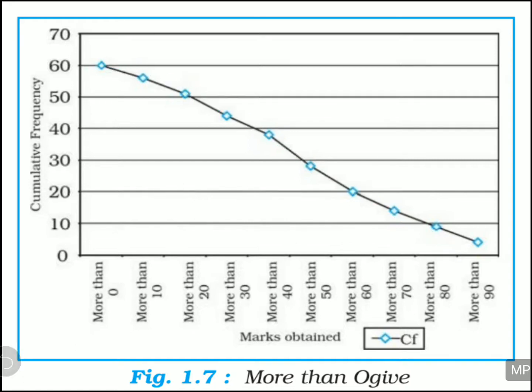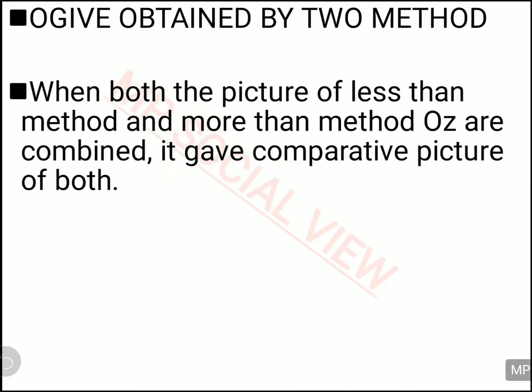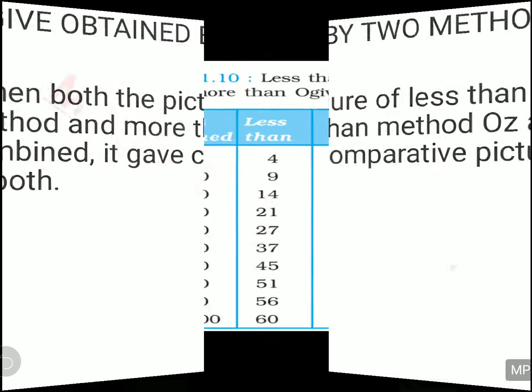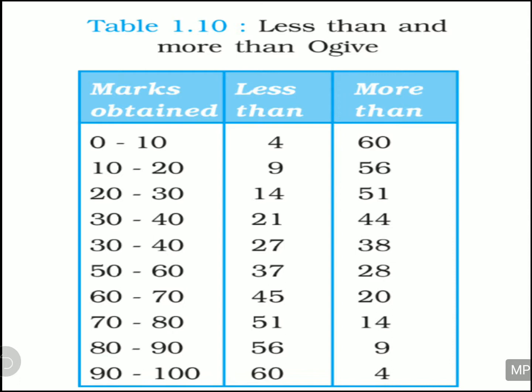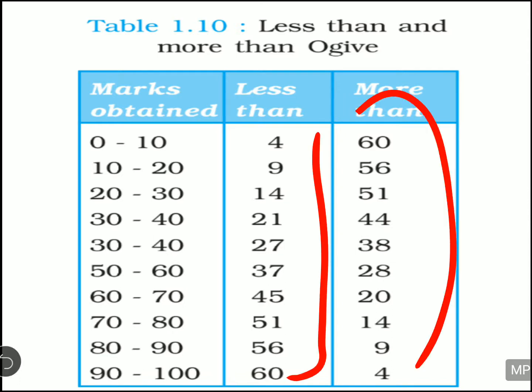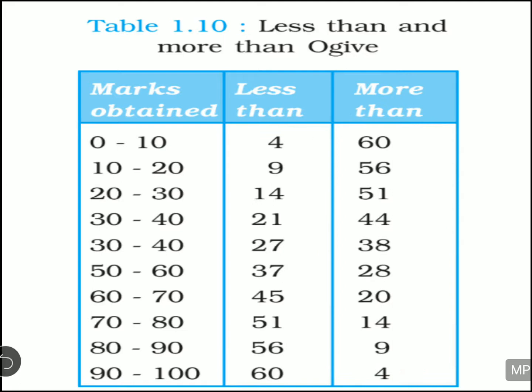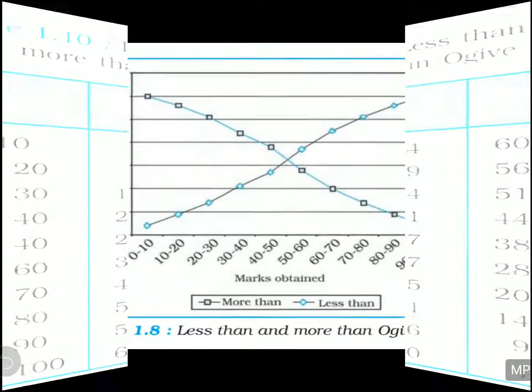So in the frequency distribution, you get a rising curve and a declining curve, and you obtain an ogive by the more than method and also by the less than method. So there are two methods to present the ogive, that is, cumulative frequency: less than method and more than method. And then they can be shown together in a graph also. Here you have the cumulative frequency, and this cumulative frequency is written in a reverse way, and both the less than and more than methods we will show together in a graph.